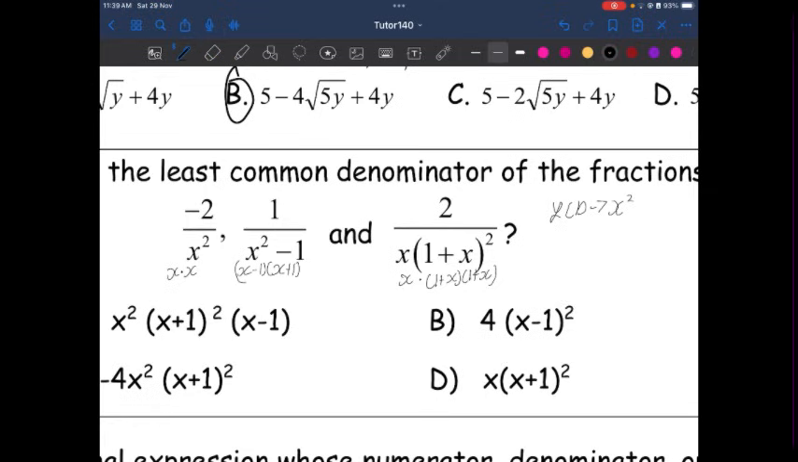And you didn't necessarily have to prime factorize it. I just like to do it because sometimes you could understand it better. x squared, and then you have x plus 1 over here, right? But we have x plus 1 squared over here. This has the highest exponent, so we're going to take this.